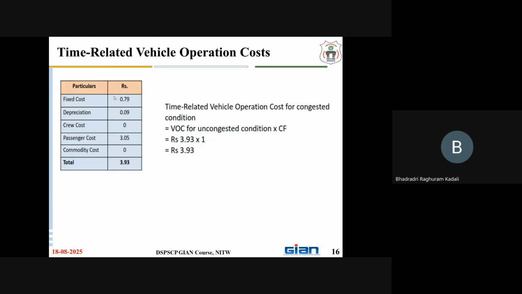But if you look at the time related vehicle operating cost, there is a fixed cost, then there is a depreciation, then the passenger cost will be included, and the commodity cost is included. This passenger cost corresponds to the cost incurred by the passenger respective to the time, respective to their value of the time and like that. Then the time related vehicle operating cost they have taken respective to the congested case. So then whatever the 3.93 we have, that is multiplied with respect to the congestion factor value.